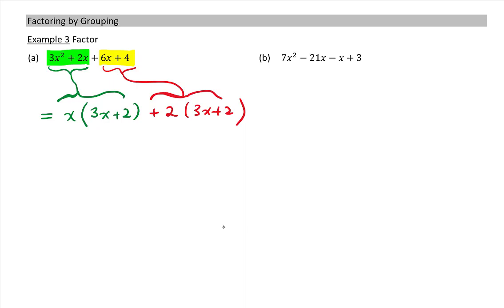If I've done everything right, we notice that both these terms have a 3x plus 2. So I can factor out the 3x plus 2. And I'm left with, if I take those out, x plus 2. Notice we've now got the factored form of a quadratic. And again, let's go to the top.